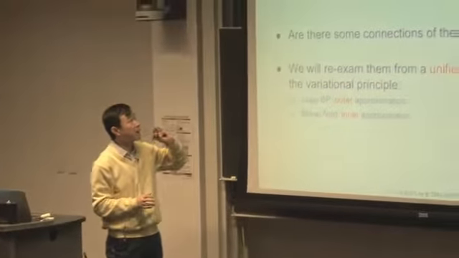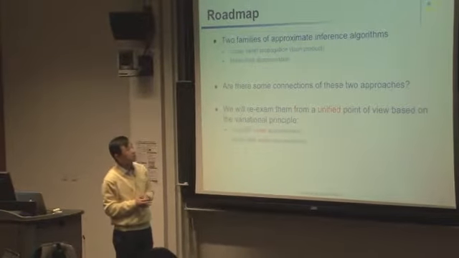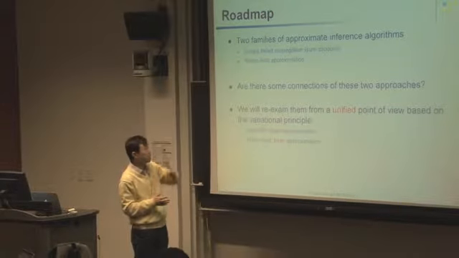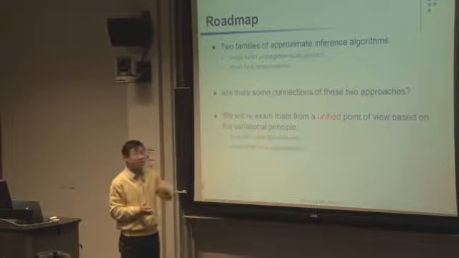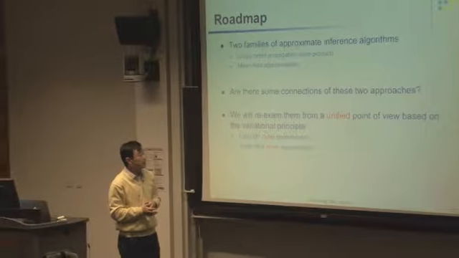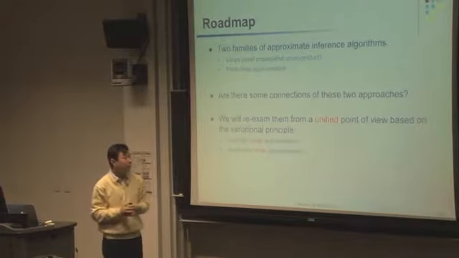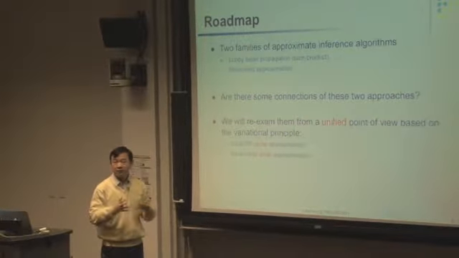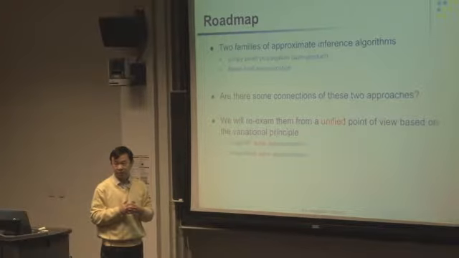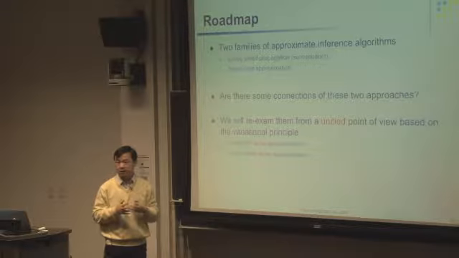So here is the roadmap. We're going to revisit these two families of approximate inference algorithms, loopy BP and mean field. Okay, and also we're going to study the connection of these two, and then we're going to provide a unified view of what's actually going on.